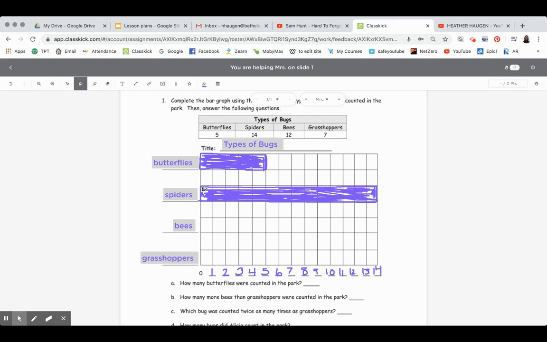Okay, I'm almost done. So I have butterflies, I skipped a row, spiders, skip a row. Now I'm going to do 12 bees. I'm going to mark a dark line here on the 12. So in your packet, go ahead and color in the 12 bees in the bar graph.